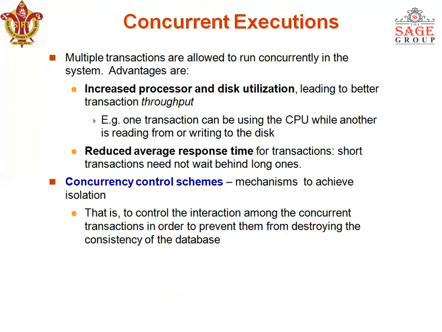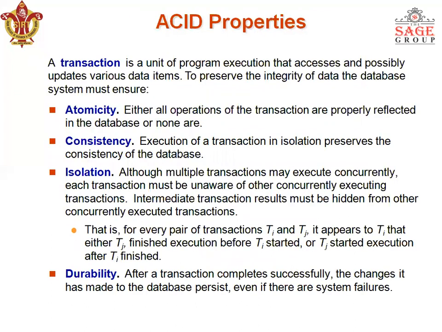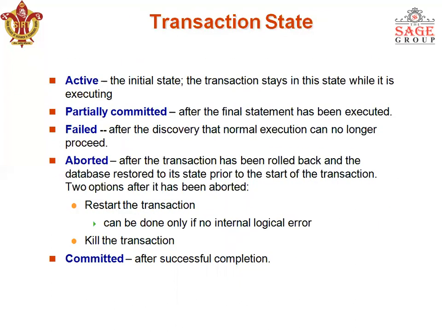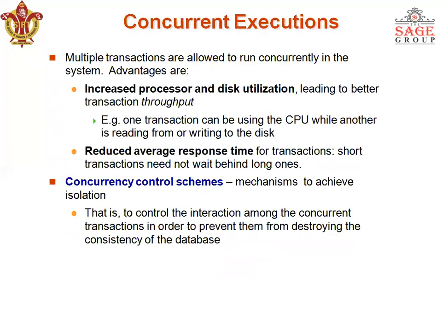So in today's lecture, we have discussed what transactions are, what the properties of transactions are, and the different stages of a transaction: active, partially committed, failed, aborted, and committed. These are the graphical representations of the different transaction stages. After that, we discussed what concurrent execution is and the advantages, or benefits, of allowing concurrent execution of transactions.